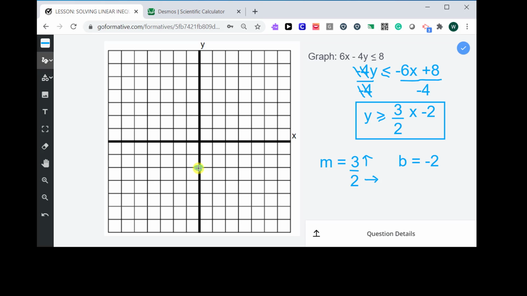So I'm going to go over here to my y-intercept and I'm going to count 3 units up and then 2 units to the right, and that's where my second point is going to be. Then I continue that pattern until I fill in all the right sides. So 1, 2, 3, 1, 2 to the right, and that's my next point. And then go up 1, 2, 3, and 2 to the right, and that's my next point right there.